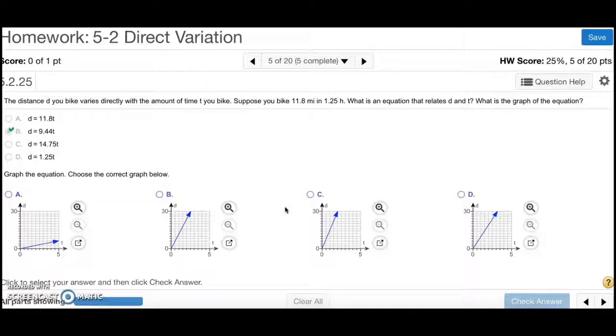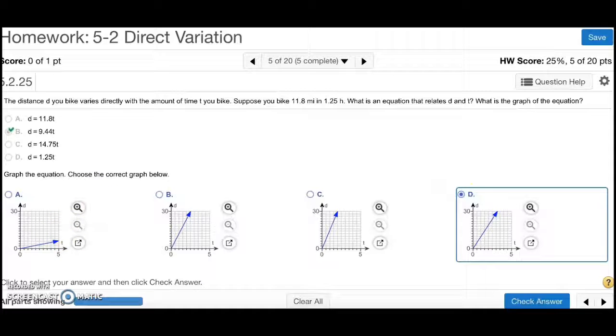Now for the graph, we know it must start at 0, 0, which they do. Looking at our graphs, our choice is going to be D. A is not steep enough.